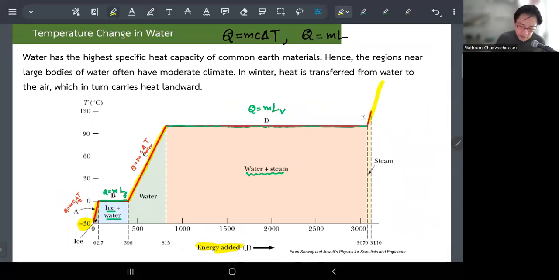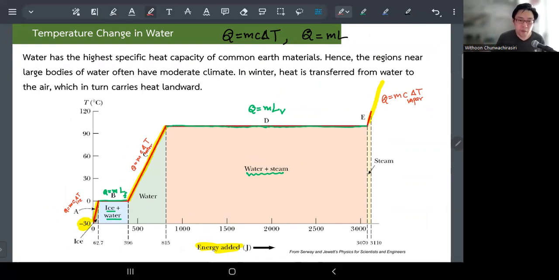So once again, if you reach this portion over here, you go back and use Q equal to MC delta T one more time. But this is going to be vapor now. It's a specific heat for vapor. That's going to be a different value as well. Cool? All right, and that completes the whole thing.